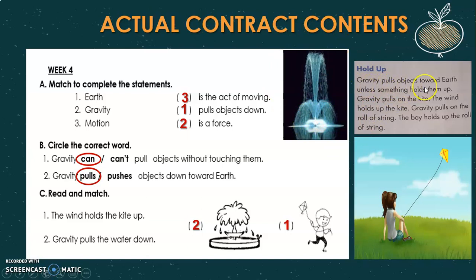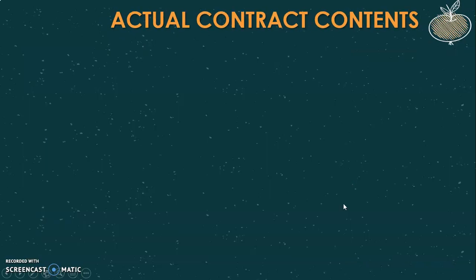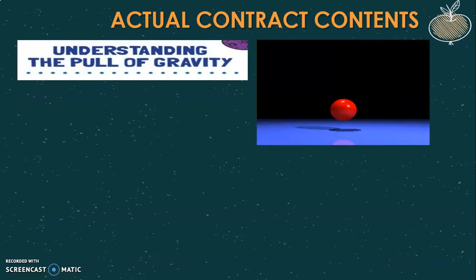Remember this. Ana Paula, hello, can you help me do the reading? Gravity pulls objects toward Earth unless something holds them up. Very good. Emilia, good morning. Can you help me? Gravity pulls on the kite. The wind holds up the kite, as we can see it here. Thank you. Ethan, hello. Can you do the reading? Gravity pulls on the roll of a string. The boy holds up the roll of a string. Well, this is not a boy but a girl, but it's exactly the same example that we have on the book. Let's check further contents.